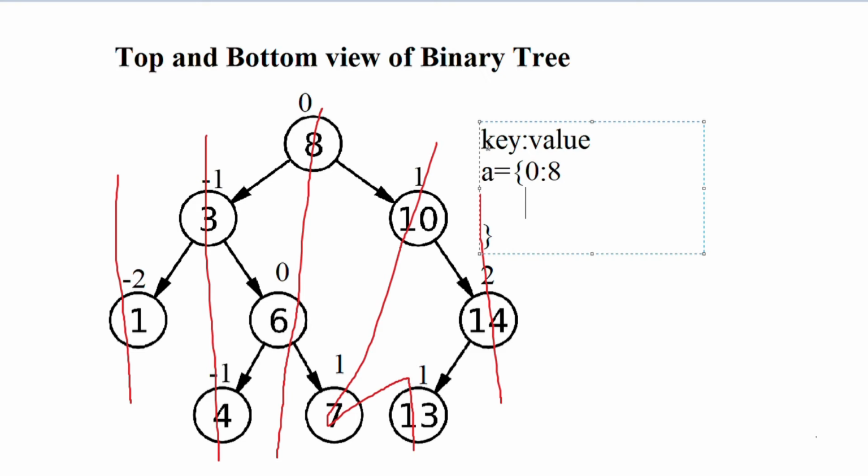So my key becomes -1. My horizontal distance is my key, right? So my key is -1, and then I check, is -1 present in my dictionary? No, it's not. Okay, then insert -1 and give the value as 3, right? Done with that. And then I move to the right child.